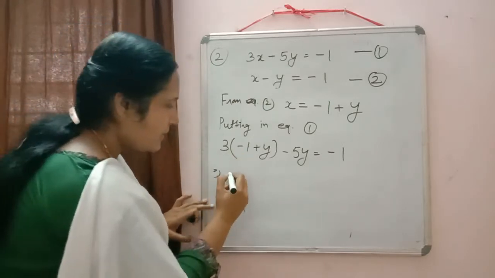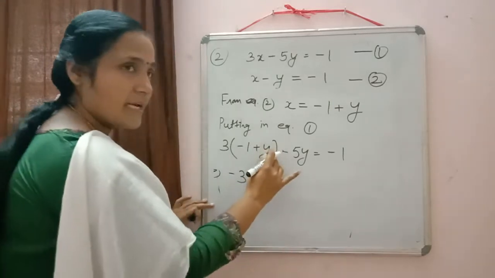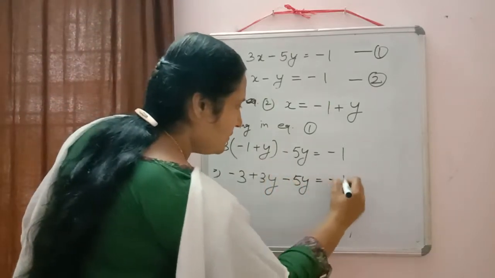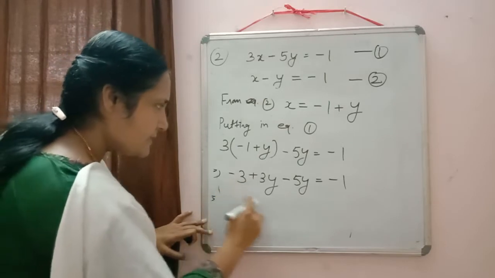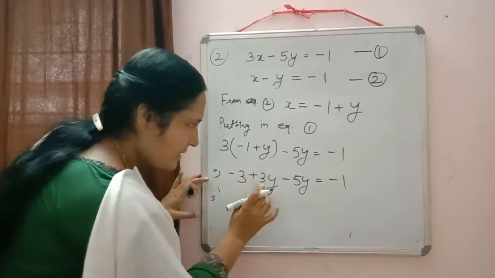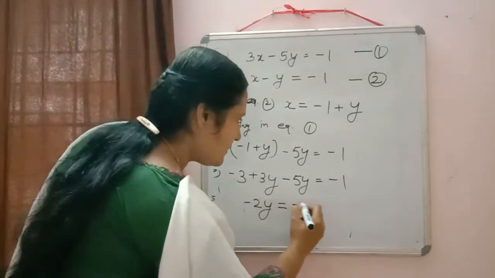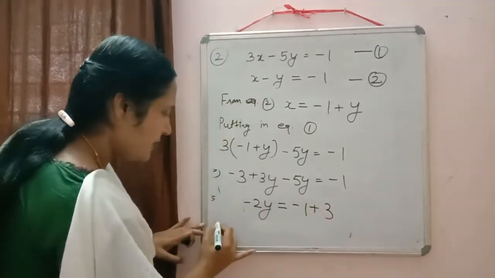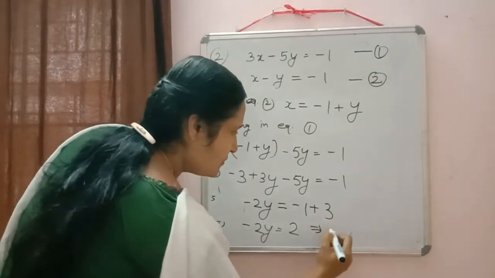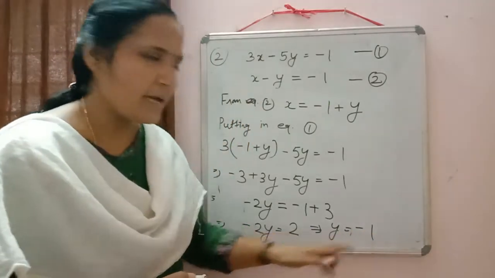3 into minus 1 will be equal to minus 3 plus 3y. Bracket close here. That's why don't multiply 3 by minus 5. Minus 5y is equal to minus 1. So again minus 3 we can shift to right hand side, and here we can do the addition or subtraction. 3y minus 5y will be equal to minus 2y. And here we will get minus 1 plus 3. So we are getting minus 2y is equal to 3 minus 1, 2. So y is equal to minus 1. So we got the value of y as minus 1.